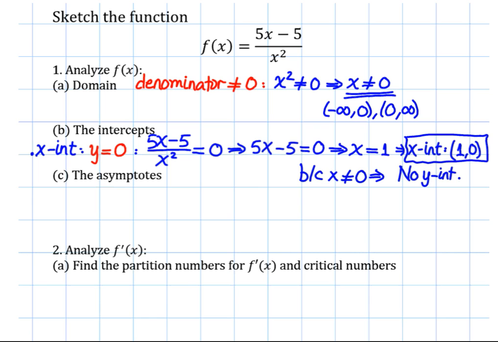Next, the asymptotes. On this one, we will have the vertical and the horizontal asymptote. The vertical asymptote is where the function is undefined, because the vertical asymptote is not part of the graph. It happens where the denominator equals 0 and the numerator is not equal to 0.